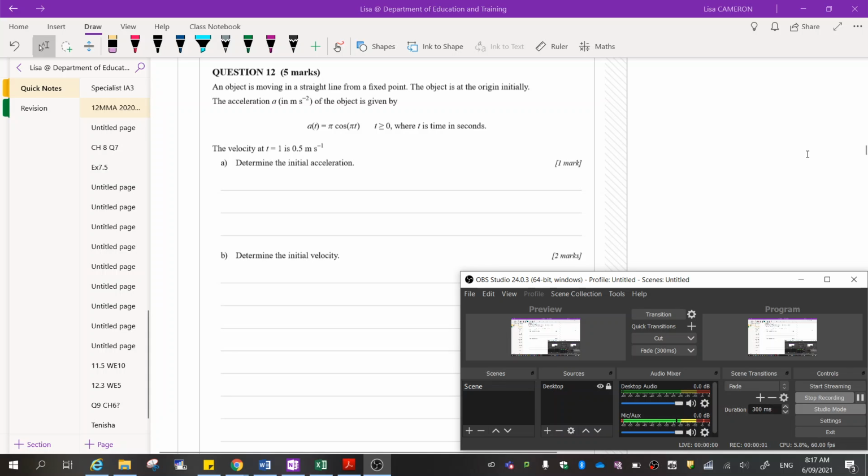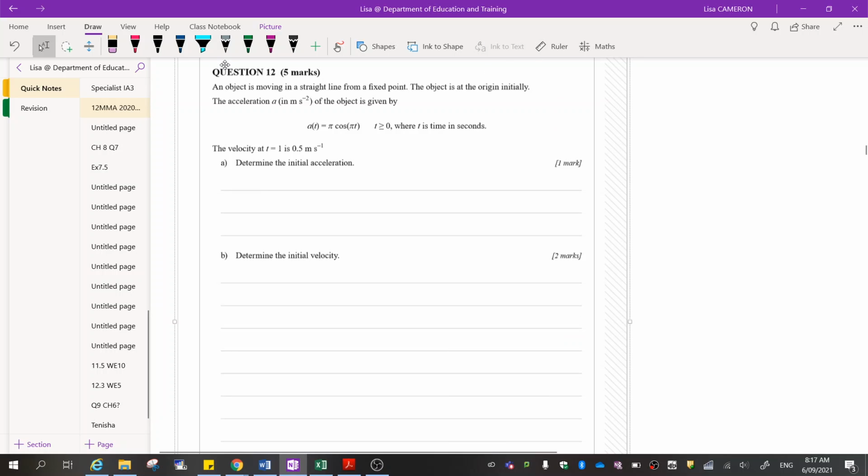An object is moving in a straight line from a fixed point. The object is at the origin initially. Okay, so that means that straight away I can start noting some things down, mainly that the displacement is 0 when t is equal to 0. The acceleration a of the object is given by this formula, and the velocity is given by this.